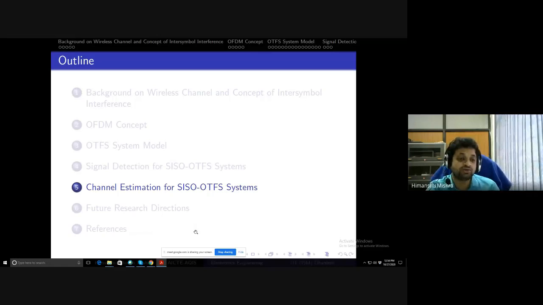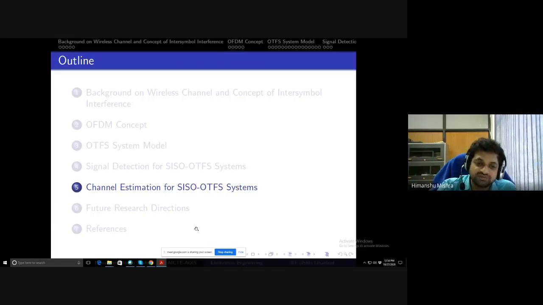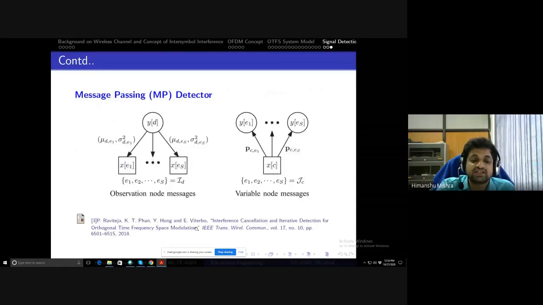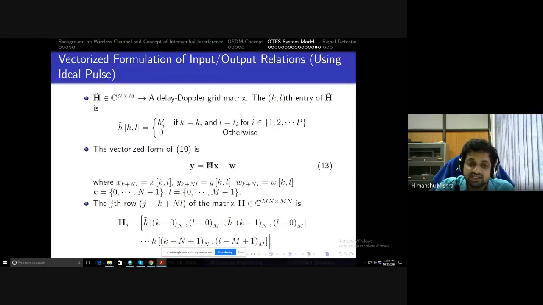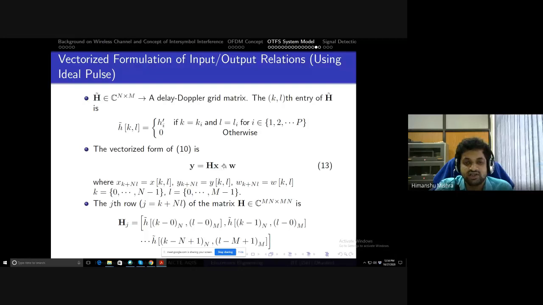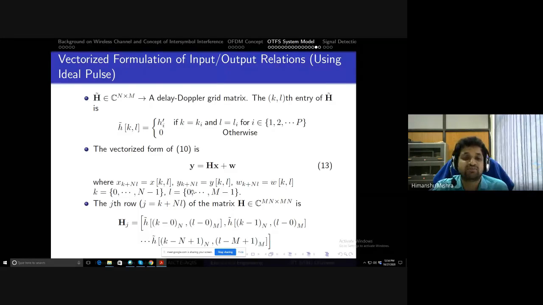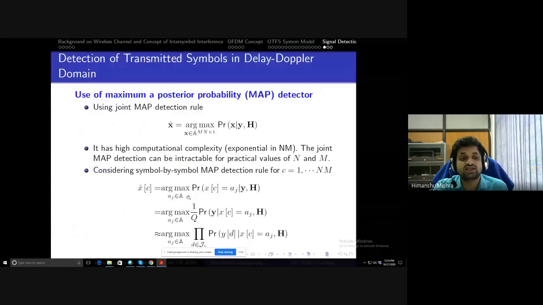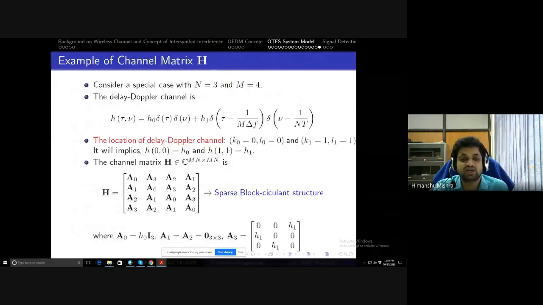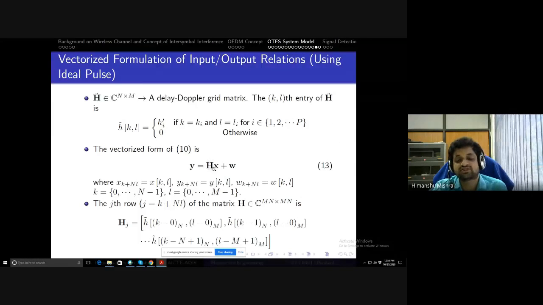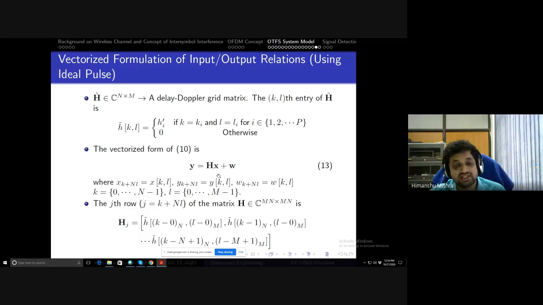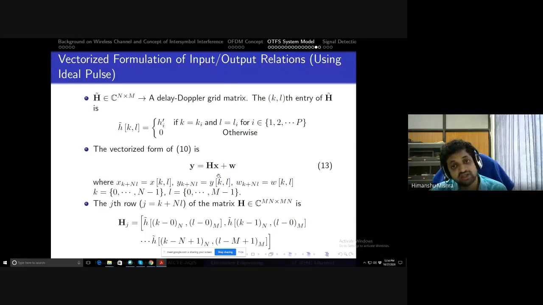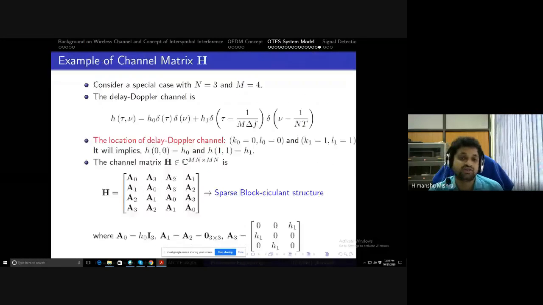So next is how to do channel estimation. What is the objective of channel estimation? First of all, the thing I told you was signal detection. Signal detection means you know H, you don't know X. X is our signal. I told you one method for that. Next is channel estimation. Channel estimation means you don't know H. Initially, the objective in wireless communication is to get knowledge of the channel. So how to do channel estimation in the delay Doppler domain for the scenario of OTFS?